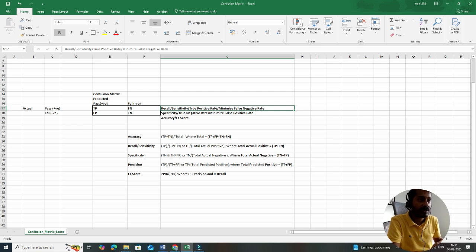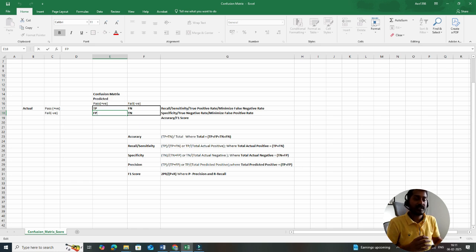Here I have also mentioned that this complete row would be used to calculate the recall, or sensitivity, or true positive rate, which actually minimizes the false negative rate. This FN is nothing but my negative values, so we have to minimize the false negative. Similarly, for the specificity, this complete row is considered, and you can see it shows specificity, true negative rate, which minimizes the false positive rate. So this is how you can find the specificity and sensitivity, where sensitivity is also called recall.